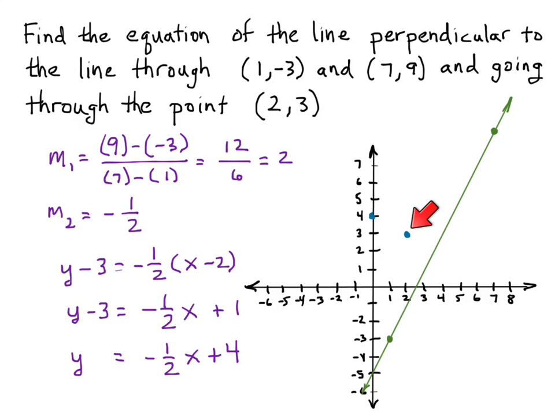That's (2, 3). Now, with the equation that I found, you see the intercept is 4, so I know when x equals 0, y equals 4. With those two points, I can draw a line, and I get the perpendicular line. Depending on how carefully I drew this, you can see that this is perpendicular to the first line. Okay?